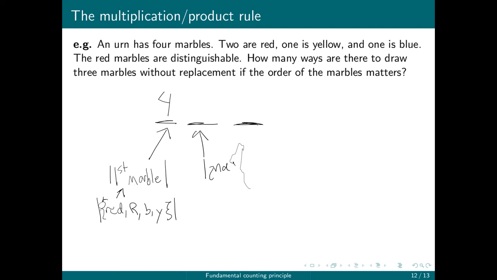This is really frustrating. It's the button on the side of the pen. All right, so I've already picked one. Let's say I picked red first, right? I picked the big red one first. So then I'm just left with little red, little blue, and little yellow. So there's only 3 options left, and I have to pick one of these.